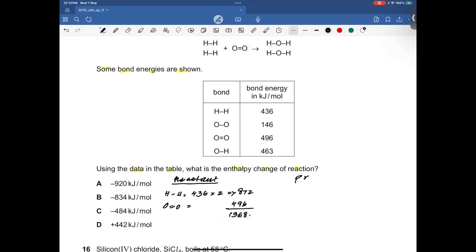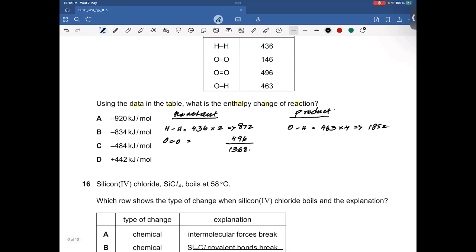Let's talk about the product now. The product is water, and water has O-H bonds. So we have the O-H bond energy, which is 463. How many O-H bonds do we have? 1, 2, 3, and 4. So multiply by 4. 463 times 4 is going to be 1852. So this is the total energy released in making the bonds.